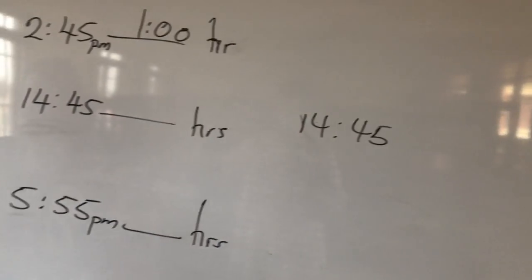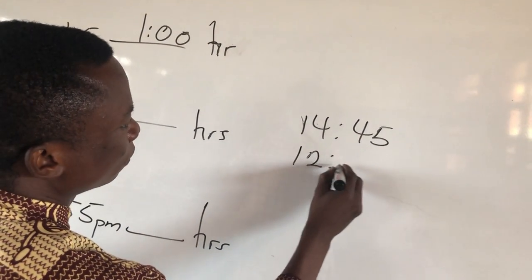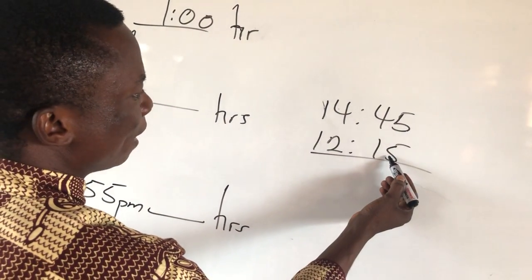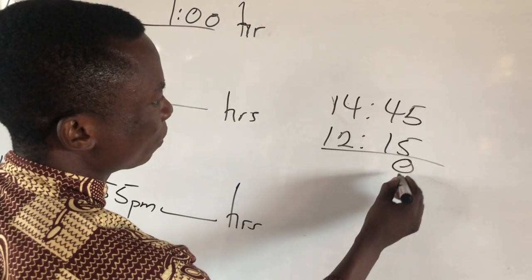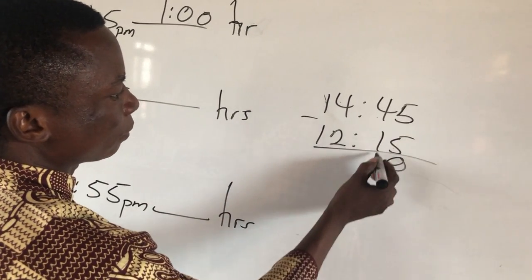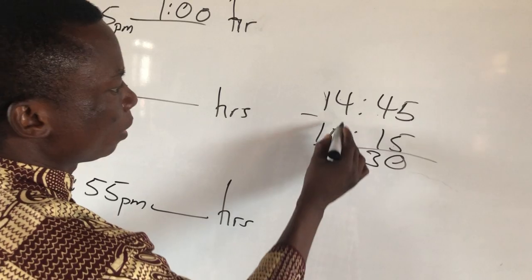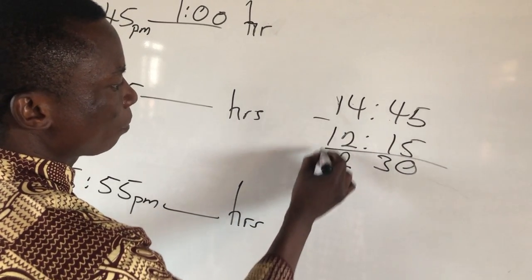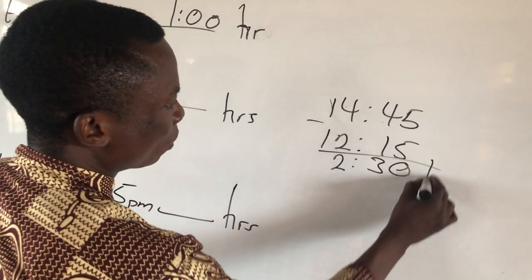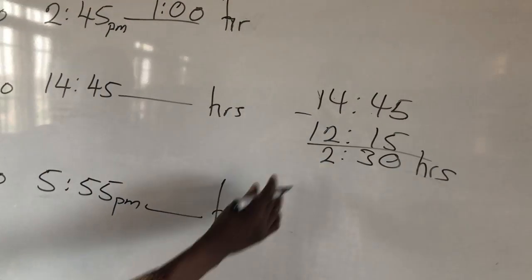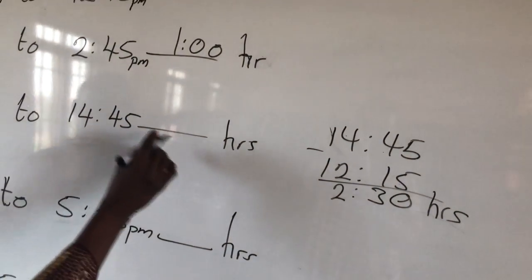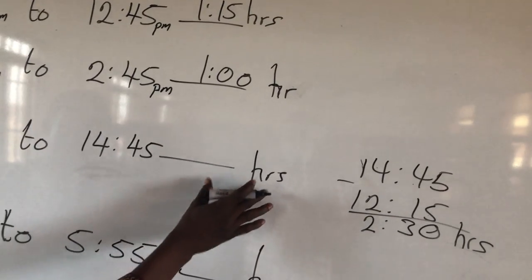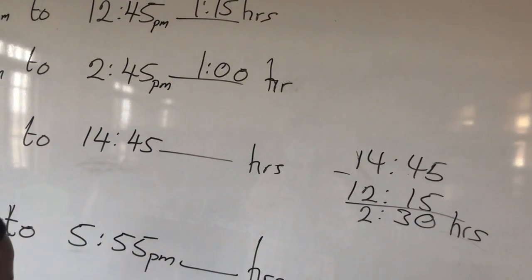14:45, 12:15. 5 minus 5, 0. 4 minus 1 is 3. 4 minus 2 is 2. 1 minus 1, 0. So make sure you bring your hours: 2 hours 30 minutes. Don't forget it is because we are calculating in hours. That is why we don't write it like this.